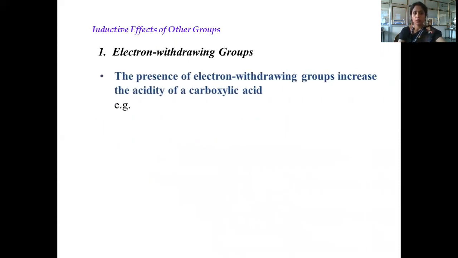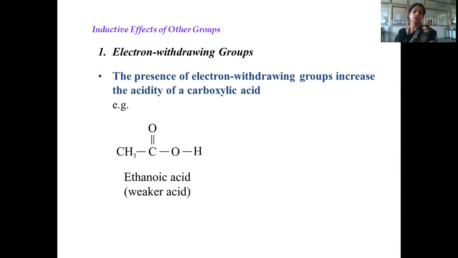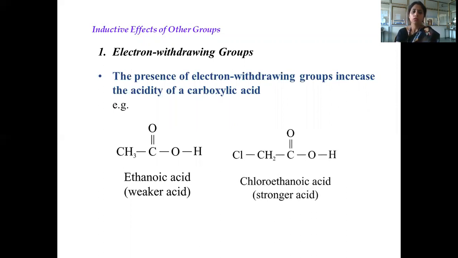Next, let us see the inductive effect of other groups. One is electron withdrawing, the other is electron releasing. So let us see the electron withdrawing groups first. Whenever an electron withdrawing group is present along with the carboxylic acid, it increases the acidity of the carboxylic acid, like we just saw. So if you compare ethanoic acid, or acetic acid, with chloroethanoic acid.